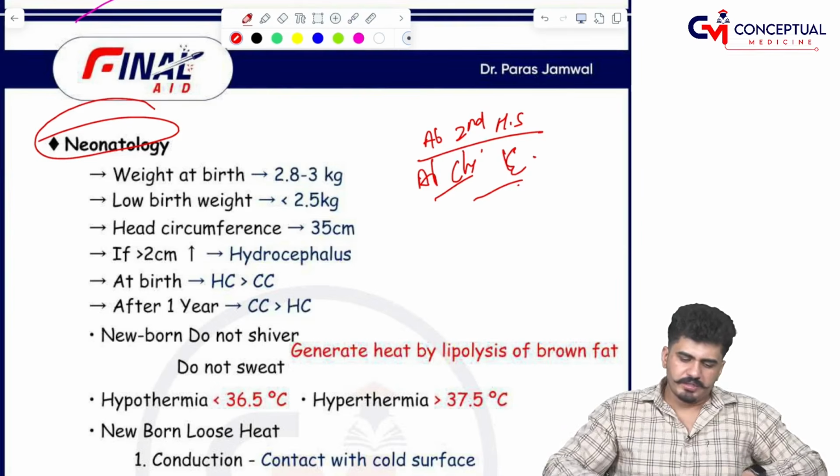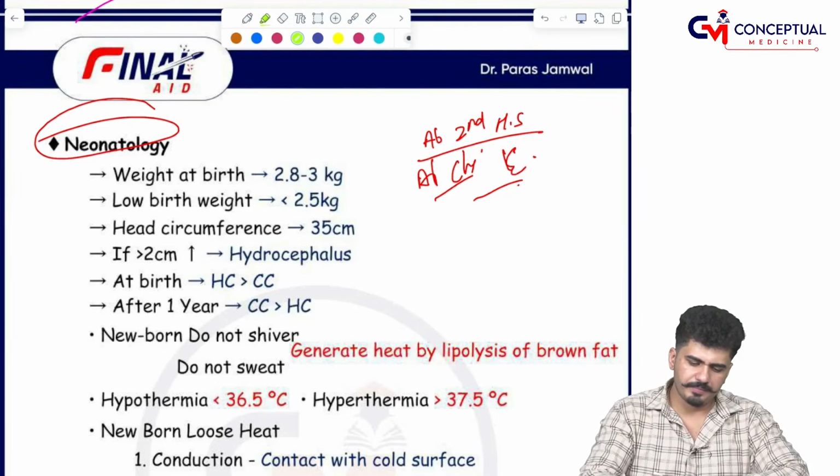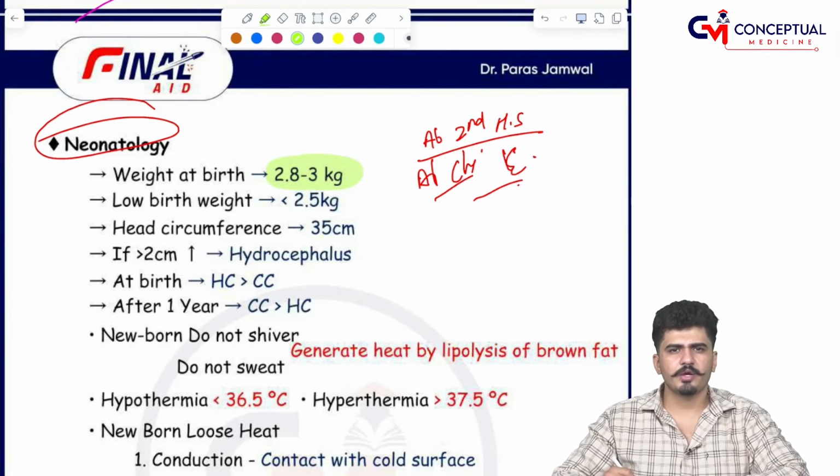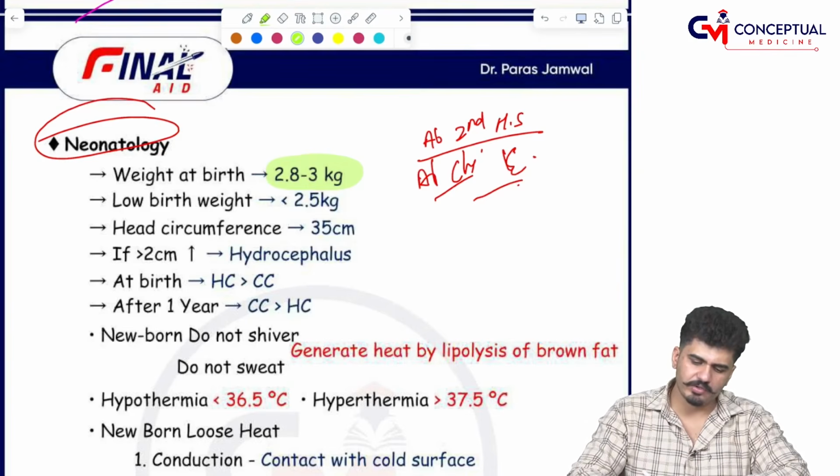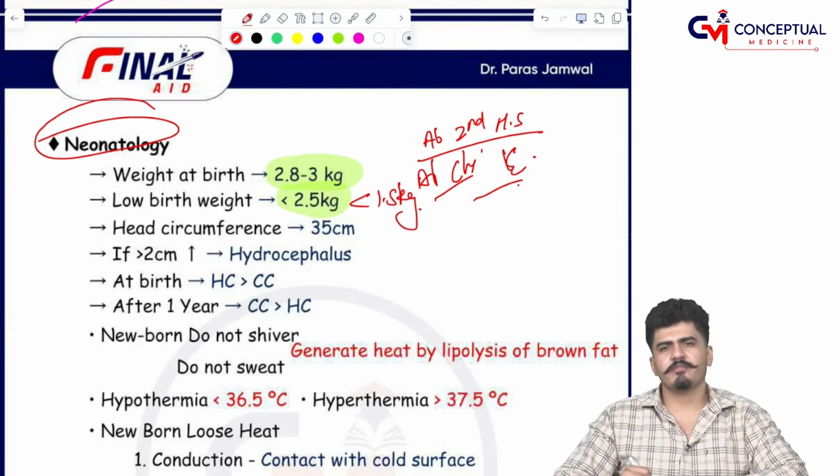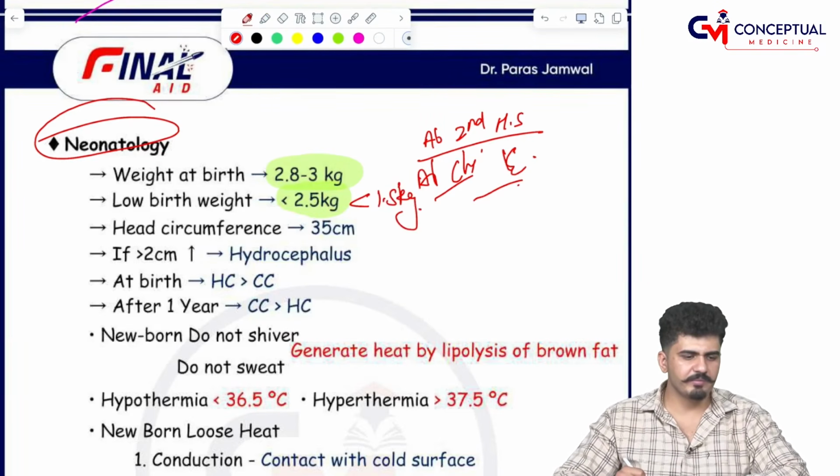So neonatology, the weight of baby. Remember, the weight at birth is 2.8 to 3 kgs. And a low birth weight baby is less than 2.5 kgs. Very low birth weight is less than 1.5 kgs.